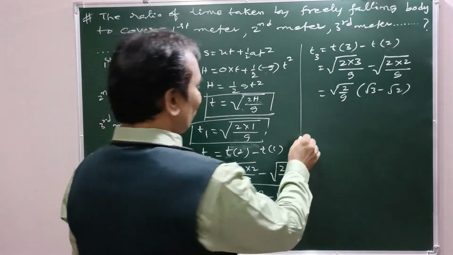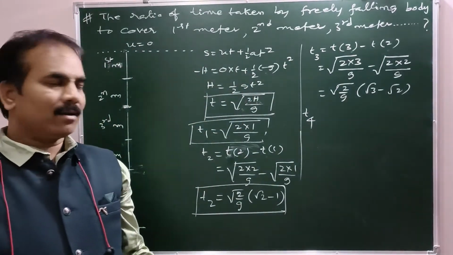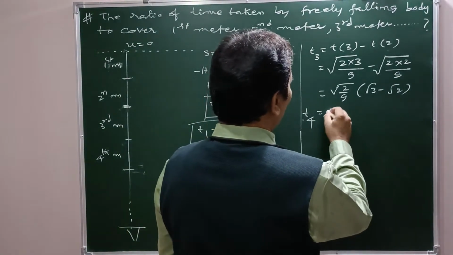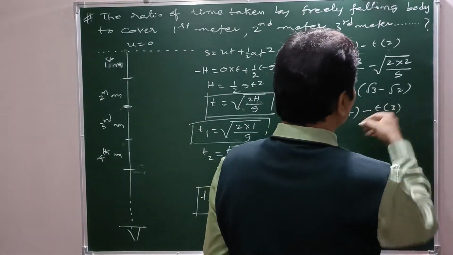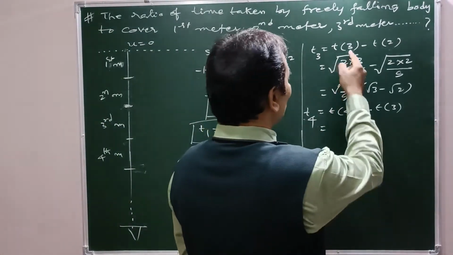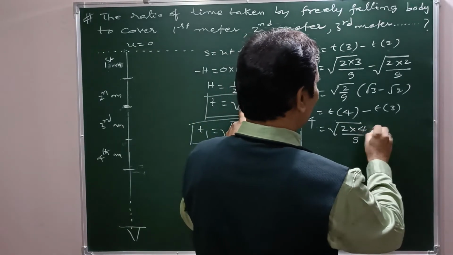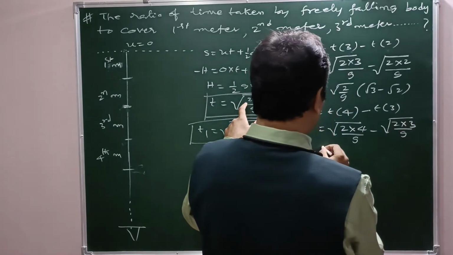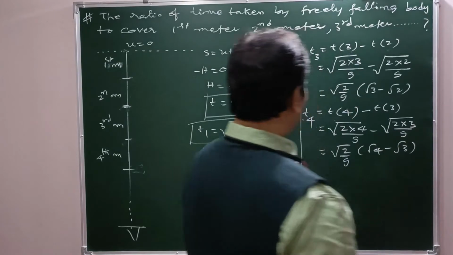Right? Similarly, t4. Time taken to cover fourth meter. Time to cover especially fourth meter is given by total time taken to cover first 4 meters minus time taken to cover first 3 meters. That is t suffix 4. That is root 2h by g. Once again, root over 2 into 4 by g minus root over 2 into 3 by g. Here again root 2 by g is common. Here root 4 minus root 3. Right? So likewise.